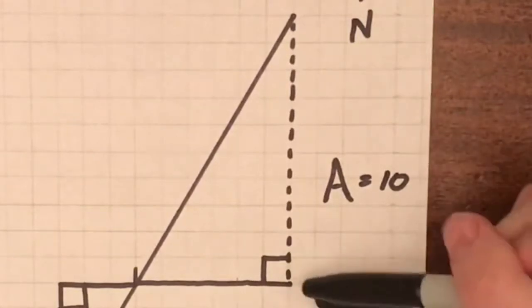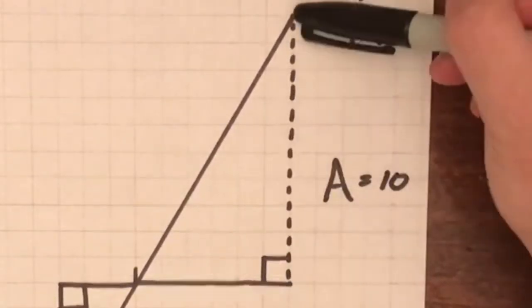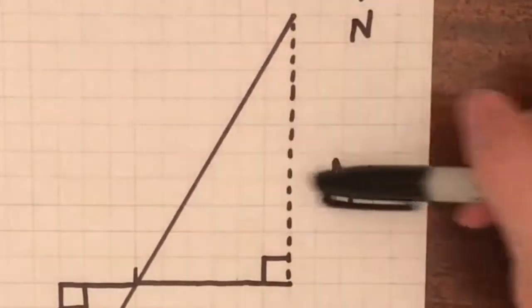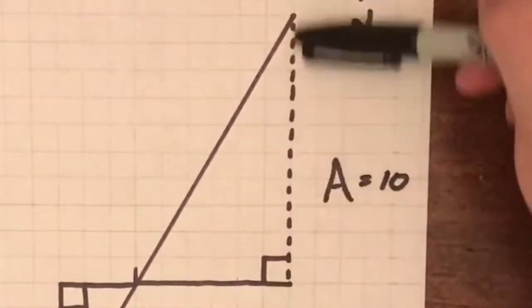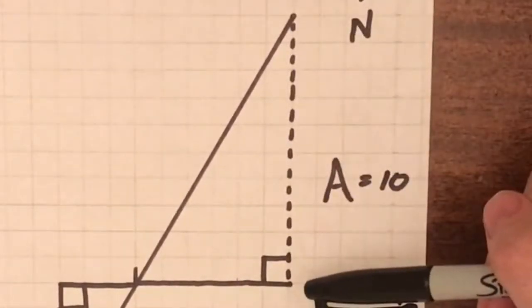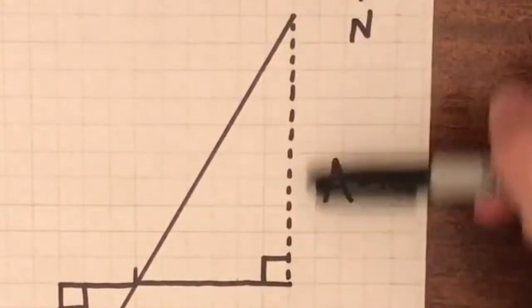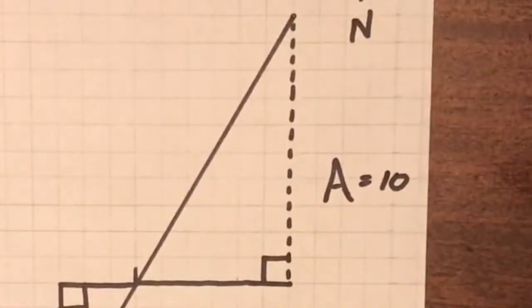Or maybe let's say you need to know how far it is from here to here because you need to cross a river or a canyon and you need to make a one-rope bridge, like I showed in a previous video. This distance will tell you how much rope you're gonna need.